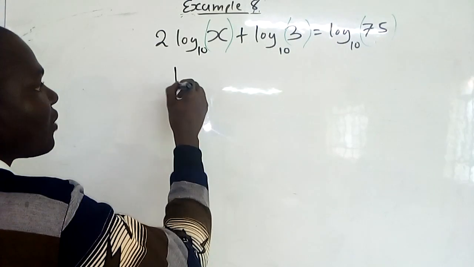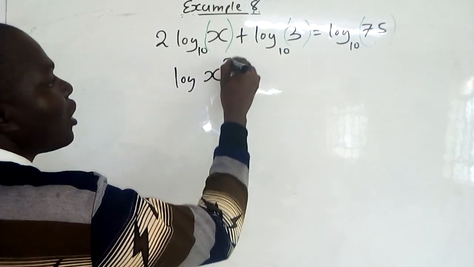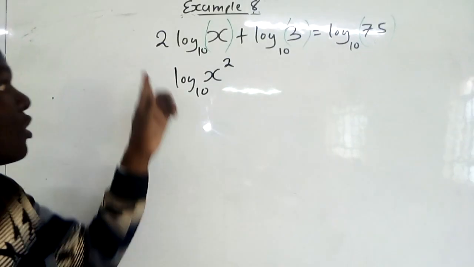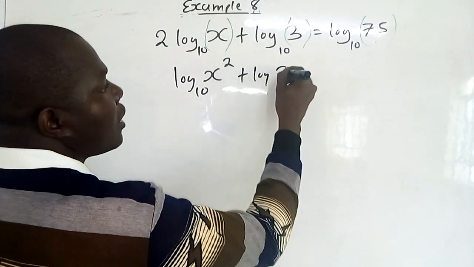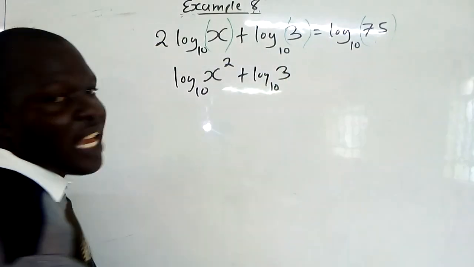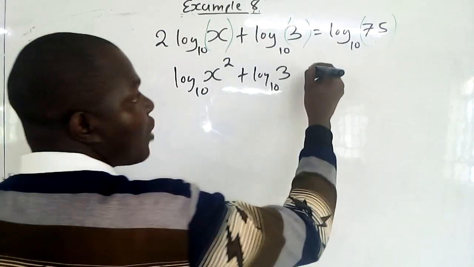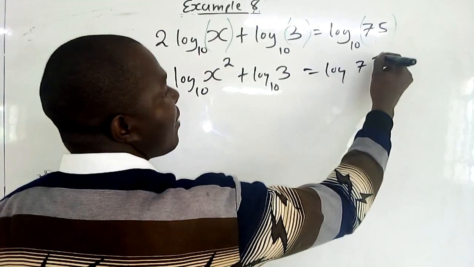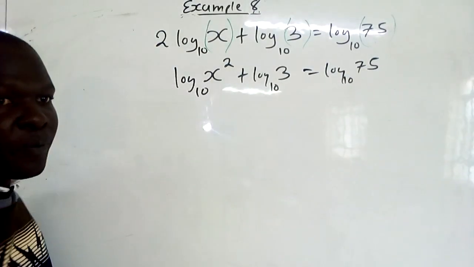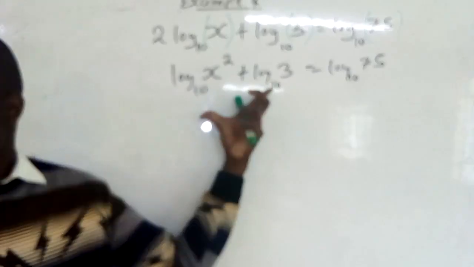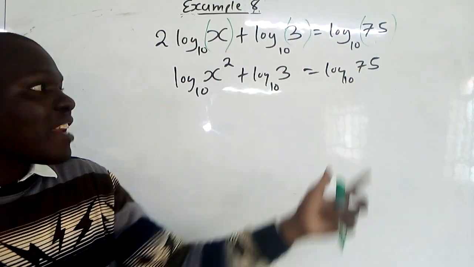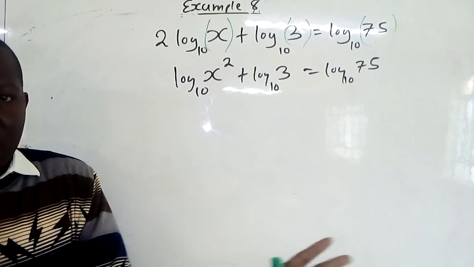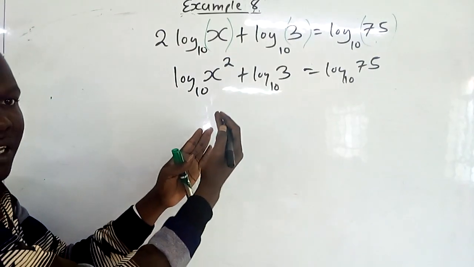So this is now going to be log x squared to base 10, since 2 becomes the power, then plus log 3 to base 10 raised to power 1, which is just the way it is. You get rid of the coefficient where there is a coefficient. Then the next thing, you make the left hand side of the equation one thing, and the right hand side one thing. The right hand side is already one thing, so you join this together.